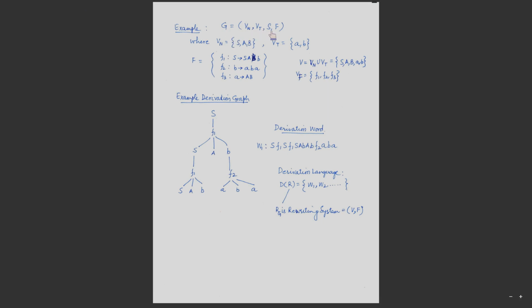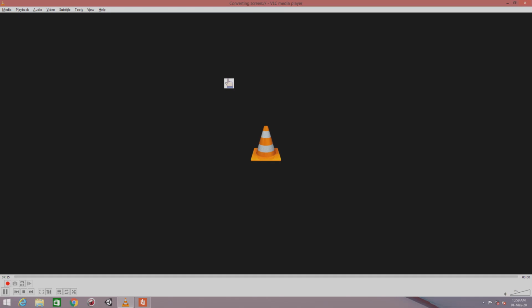Suppose you are given this example: G is a grammar, (Vn, Vt, S, F), where Vn is {S, A, B}, these are the non-terminal symbols, these are the terminal symbols, and these are the productions: S to SAB, B to AB, A to AB. So every production is given a name. For example, this production is given the name F1, this production is given the name F2, and this is given F3. So the collection of these F1, F2, F3 means names of the productions.